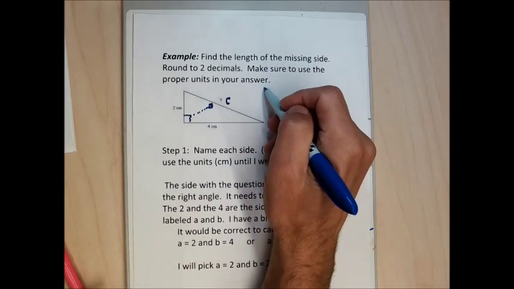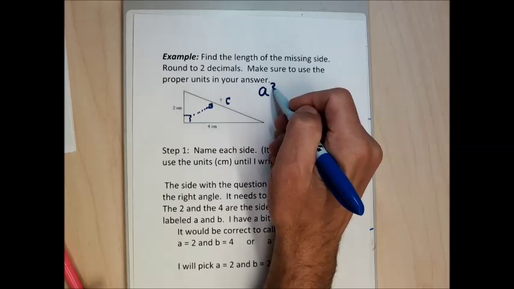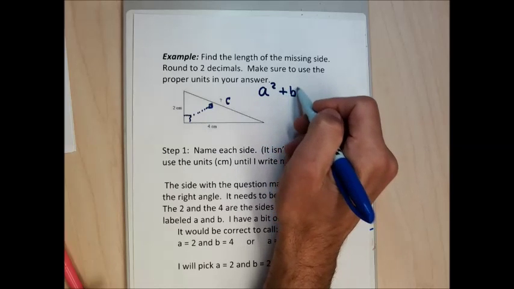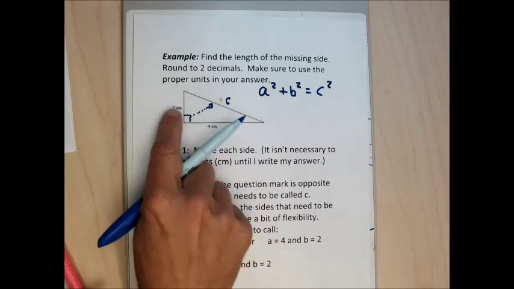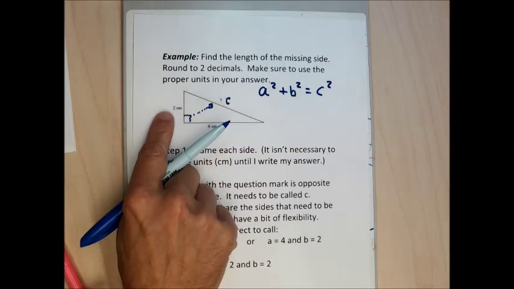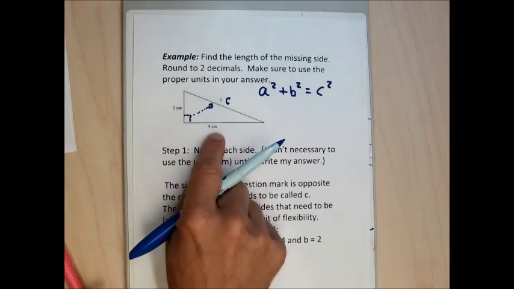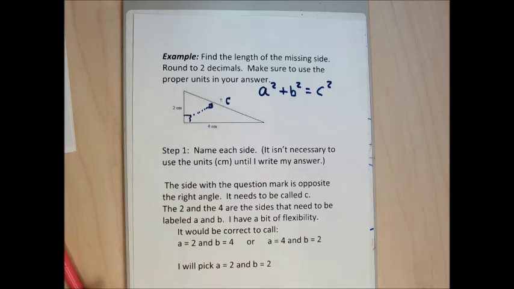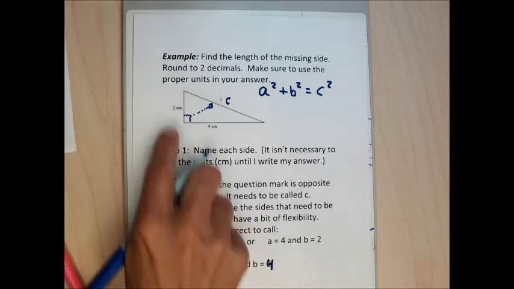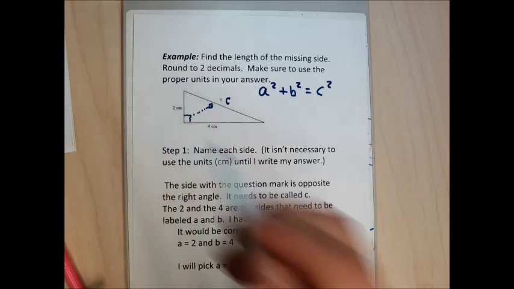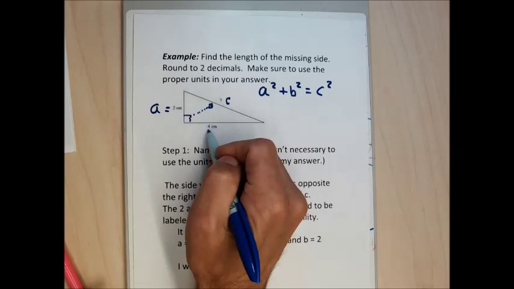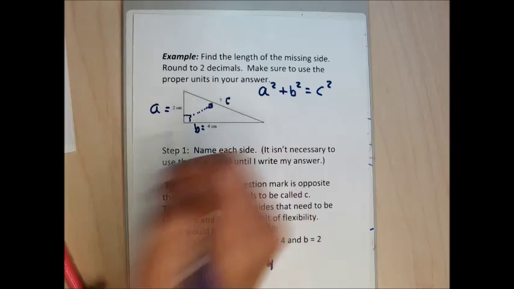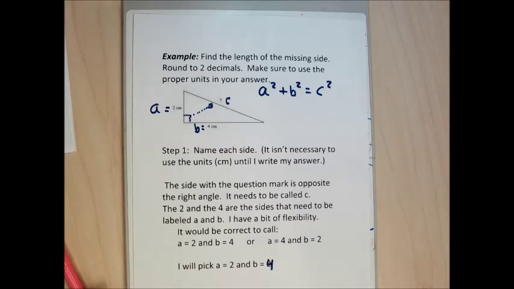So I'm going to use the formula a squared plus b squared equals c squared, and I need to decide which, if I'm calling the 2 an a or a b, and if I'm calling this 4 an a or a b. I picked a equal to this 2, I guess, and b equal to this 4. I'm not going to include units in my work, I'm just going to include units in my answer.